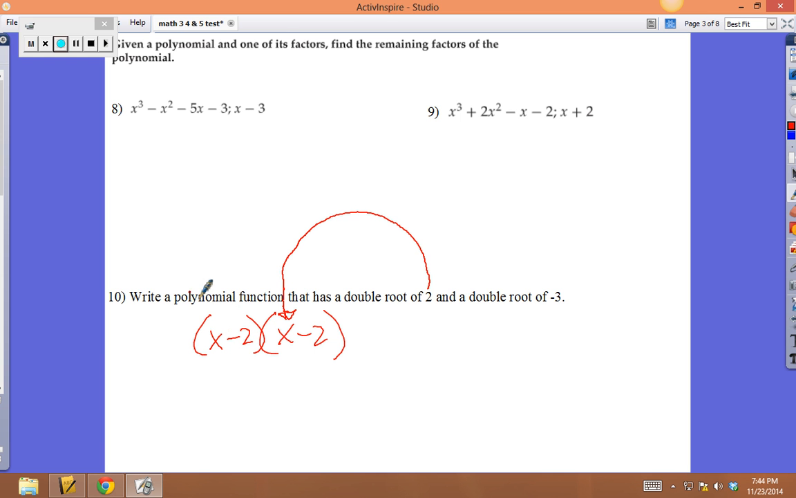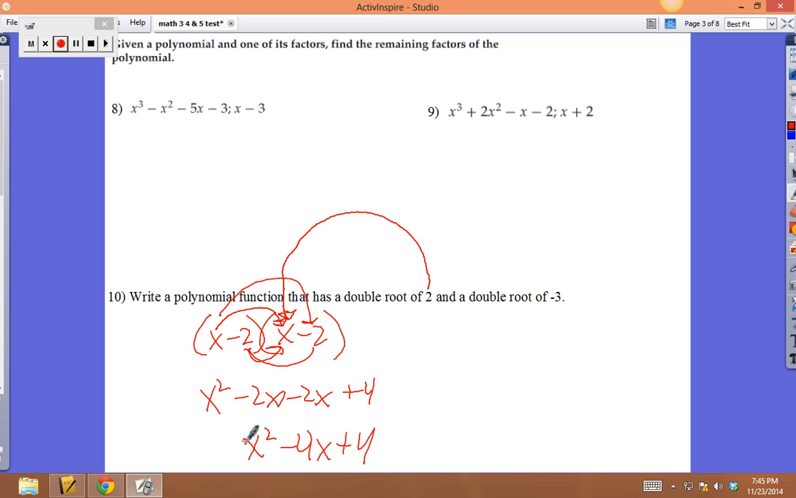Now, I'm going to distribute this and figure out what that polynomial really is. X times x is x squared. X times a minus 2 is a minus 2x. A minus 2 times x is a minus 2x. Minus 2 times a minus 2 is a plus 4. So the polynomial really is x squared minus 4x plus 4. That is the polynomial that gives me a double root at 2.